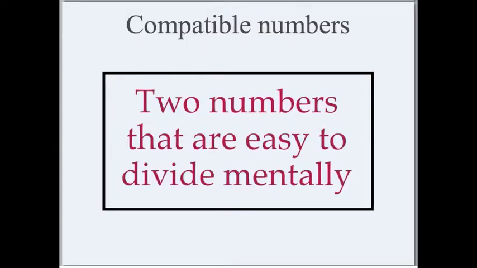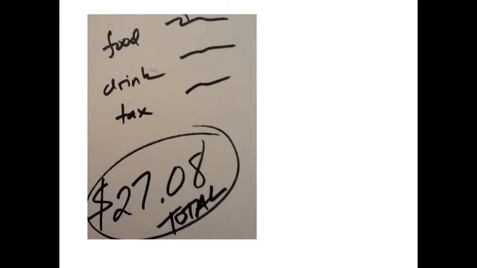In order to estimate, you're looking for compatible numbers. Compatible numbers are two numbers that are easy to divide mentally. Using compatible numbers, I'm going to try and figure out 15% of $27.08. 27 is pretty close to 27.08, so I'm going to use that as my compatible number.